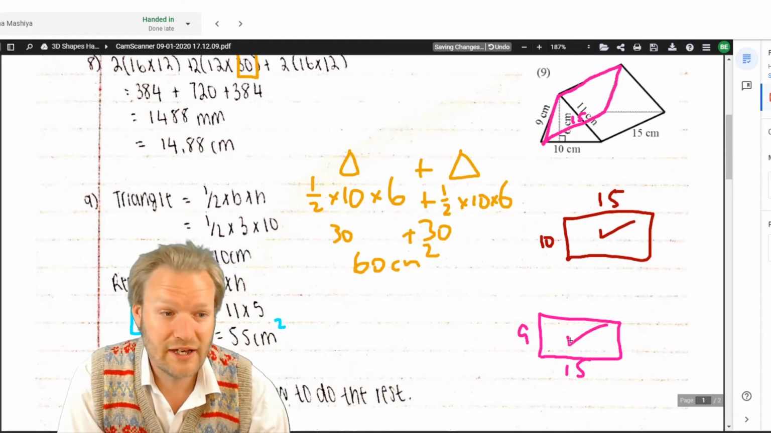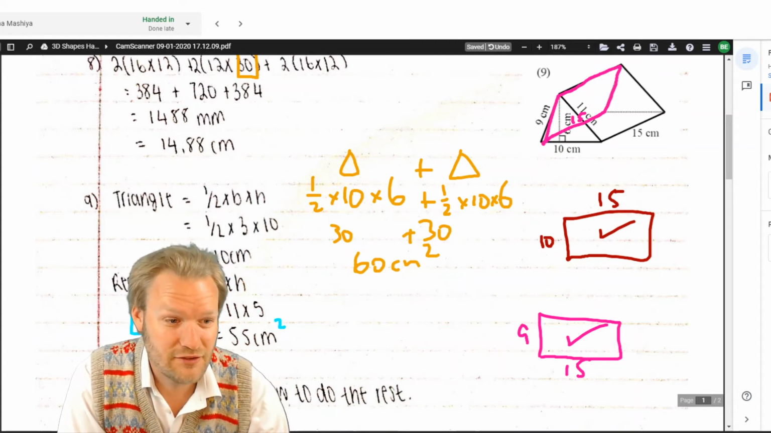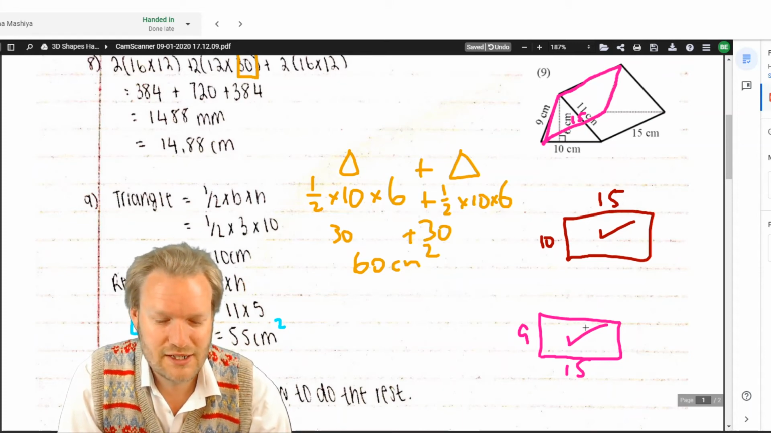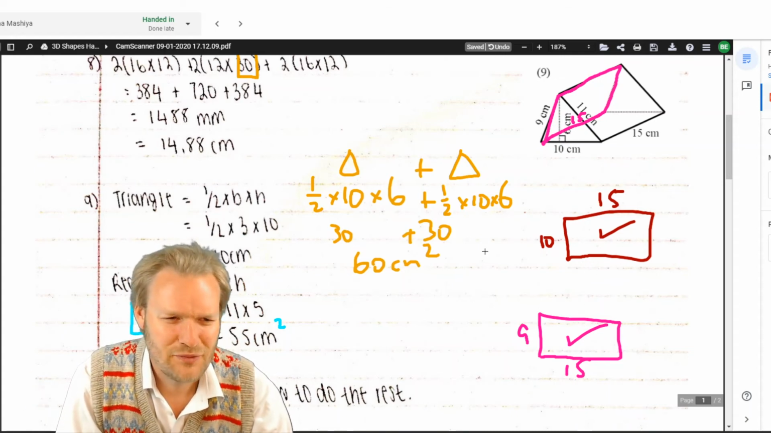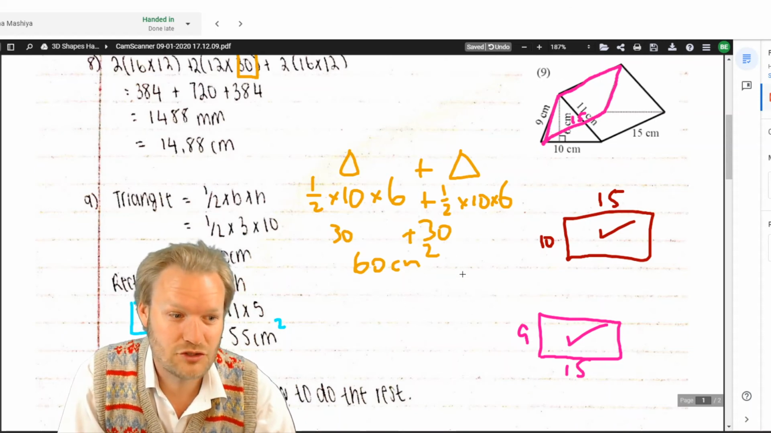So you just need to add those together. So you got your triangle, 30, plus the other triangle is the same, another 30, plus that one, which you correctly said, 55, plus this one, 150, plus this one, 9 times 15. We'll take a 15 away from that. What's that, about 135, give or take. Add those all together and you can get your total surface area.